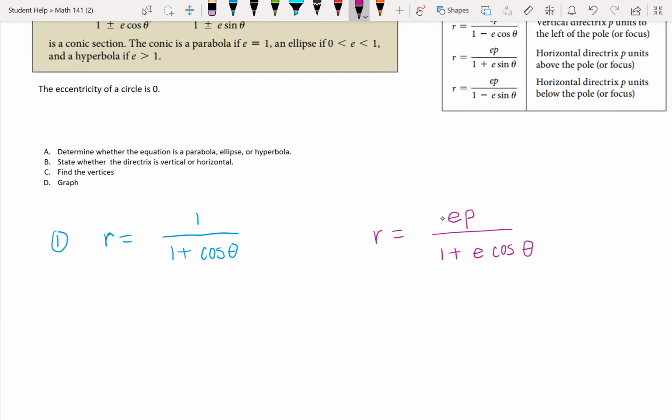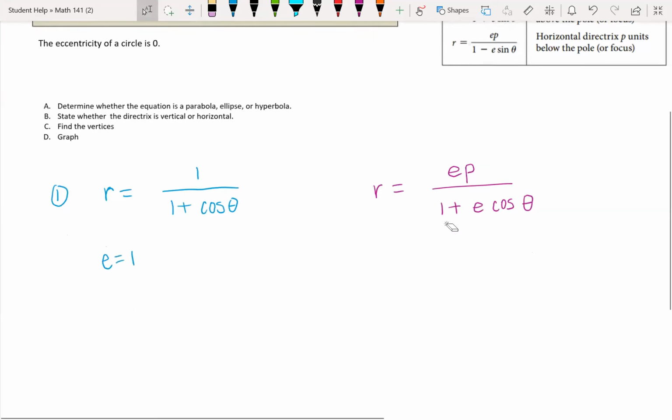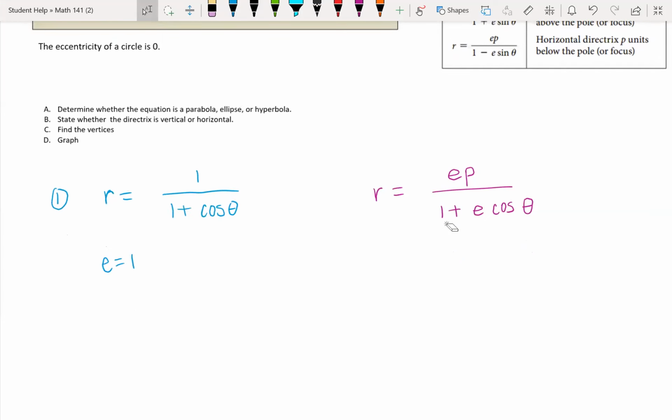So looking at this, it looks like we have E being equal to 1, right, because we don't have any number sitting here, so E is equal to 1. So then that means that in the numerator we have E times p is equal to 1. I'm getting that from here, and since E is 1, that's going to tell us that p is also going to be 1. So in this particular equation, both E and p are equal to 1.